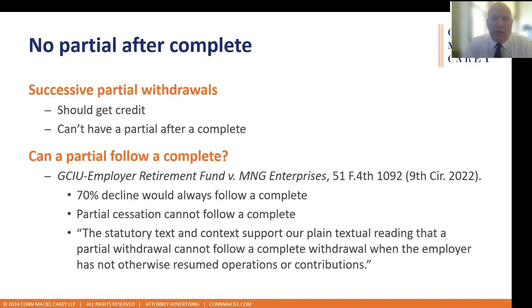Well, this GCIU fund down in California actually applied a partial withdrawal to an employer, maybe even 1 or 2. Then the employer completely withdrew, but the 70% decline continued after the complete because it was still 0. Well, the fund assessed 2 more partial withdrawals after the complete, saying those 2 years were zeros. That's factored into that 3-year period to determine a partial withdrawal. So you actually had 2 more partial withdrawals.